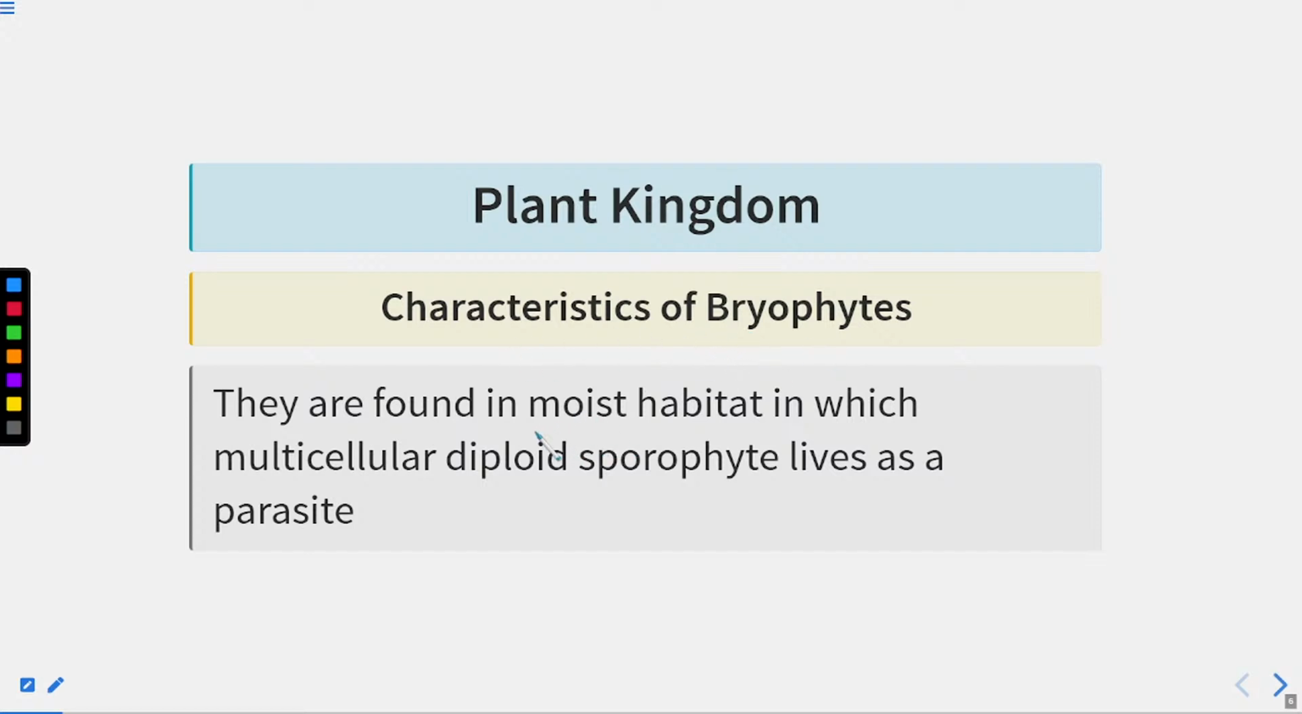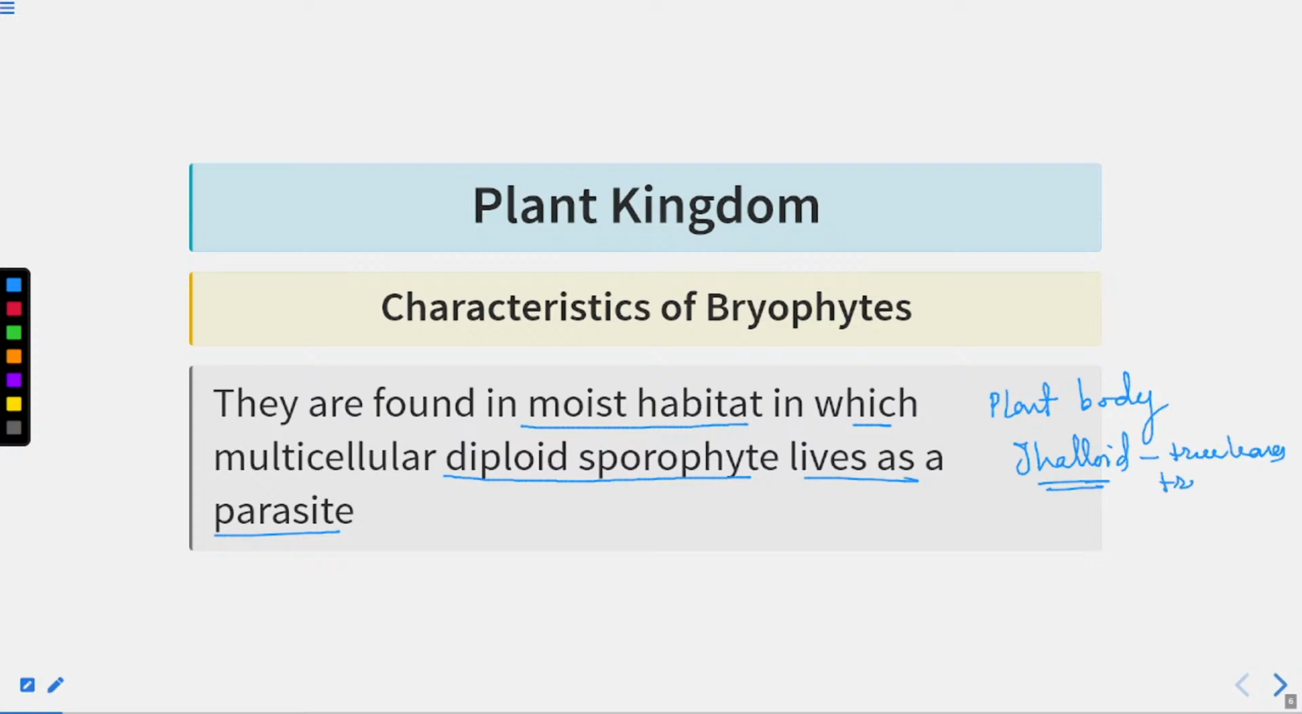So they are found in moist habitats, in which the multicellular diploid sporophyte lives as a parasite. First of all, the plant body is thalloid, right? Thalloid means it doesn't have any true leaves, true stem or true root structure. All these structures are missing, right? So it is again a sort of thalloid structure.